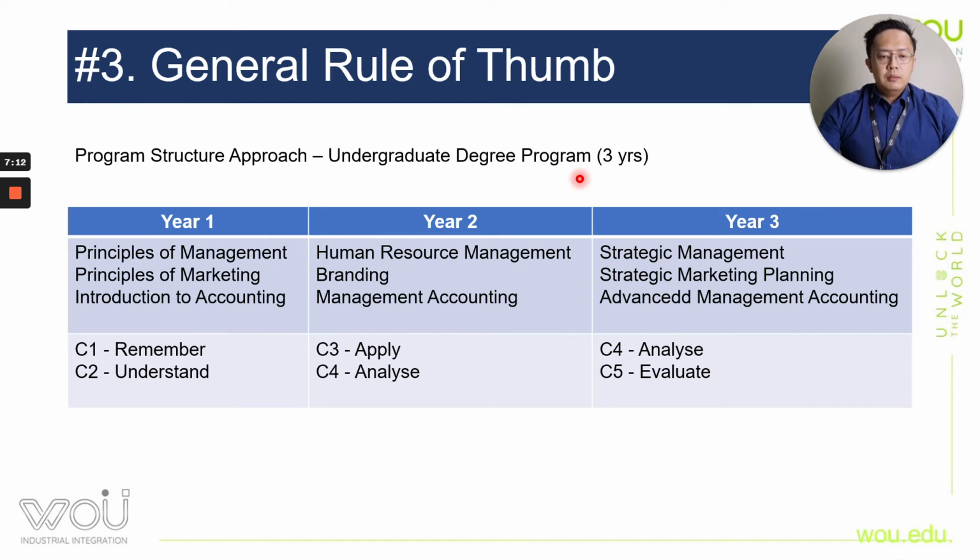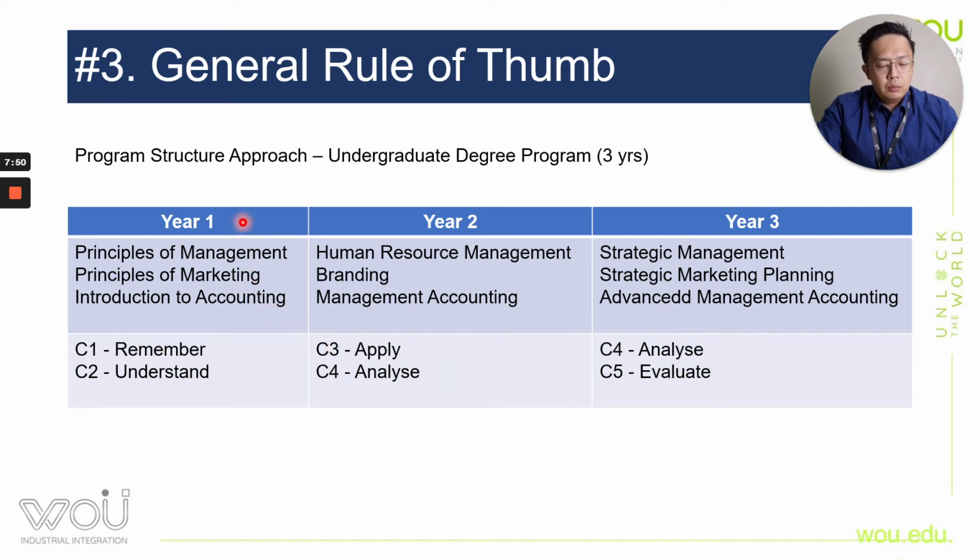Like for example, you can use this as an example. We have an undergraduate degree program, which normally, if you complete it face-to-face, full-time, should be completed within 3 years, for example. Then you can say it this way. For all the year 1 subjects, they should be measured at C1 and C2 level. Year 2 should be measured at least at C3 and C4 level. And for year 3, at least at C4 and C5 level. So this is another approach you can use, the program structure approach.